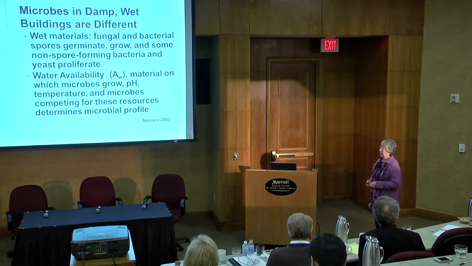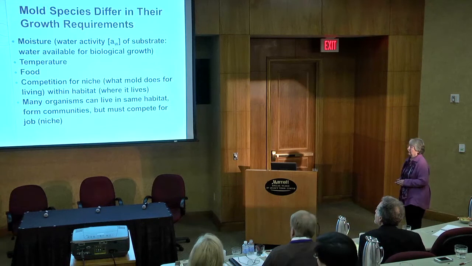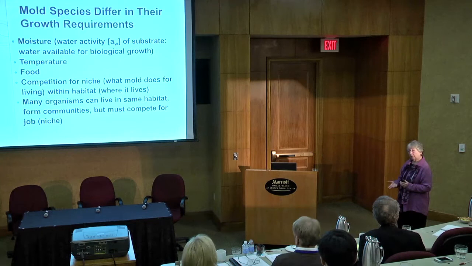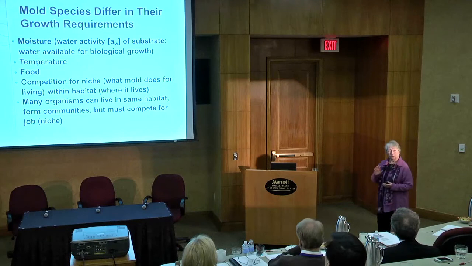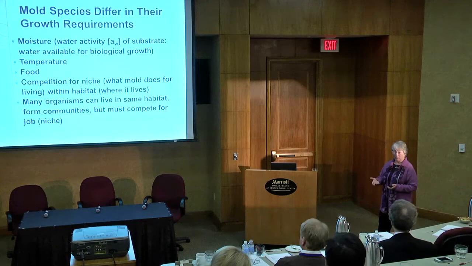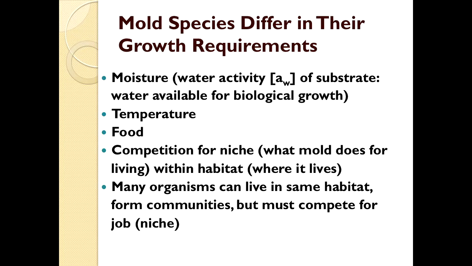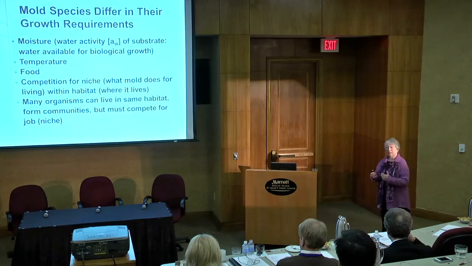So different mold species differ in their growth requirements. Some grow with relatively small amounts of dampness, and others require a very large amount of water for long periods of time. The temperature, and it just so happens that certain molds like the kind of temperatures that we like to live in, so that's helpful when they grow in our buildings. And then the presence of food. And then whether or not they survive depends who's in competition for the niche that they're growing in. So the niche, ecologically speaking, is what organisms do for a living. It's not the habitat. It's a job that they do for a living, and they're competing for resources that are available in the building.